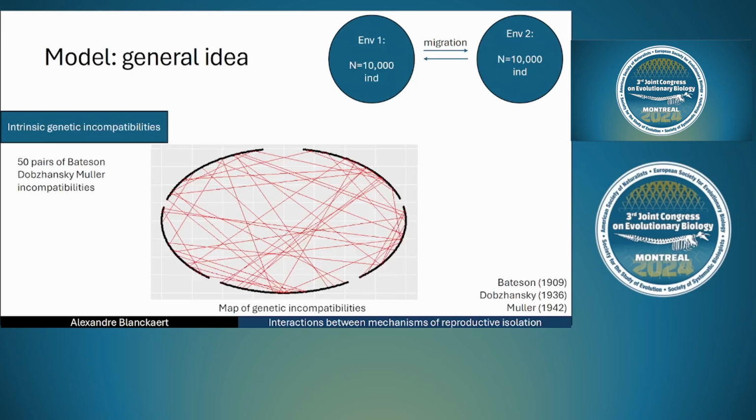And finally, for the intrinsic postzygotic isolation, we are going to model simple Bateson-Dobzhansky-Muller incompatibilities. In that case, we have 50 pairs. So what's in the middle I have represented is the genome with these 5 linkage blocks that can be chromosomes, or not chromosomes, depending on their distance. And you have these incompatible pairs that can happen within a linkage block or between linkage blocks.